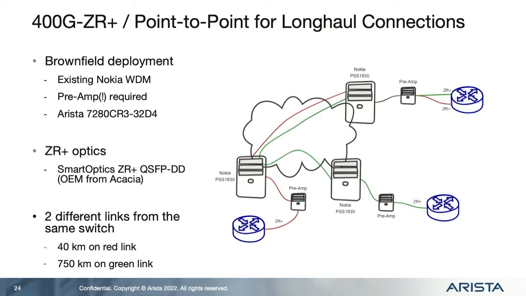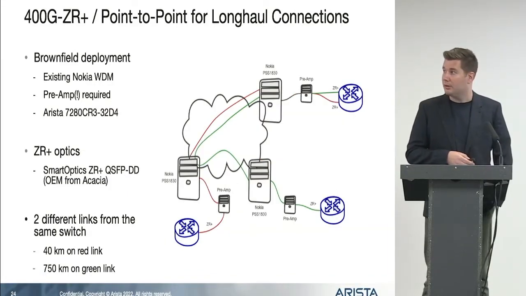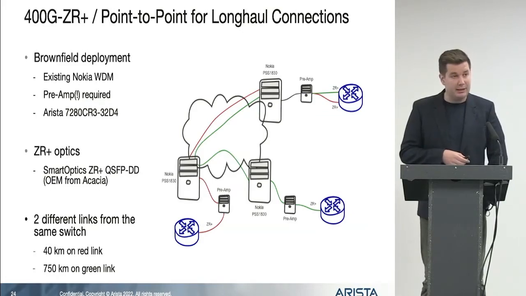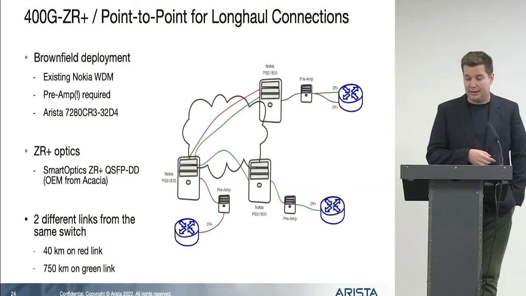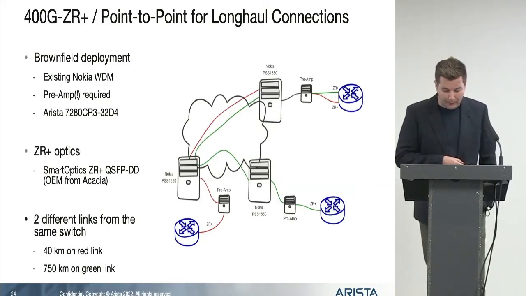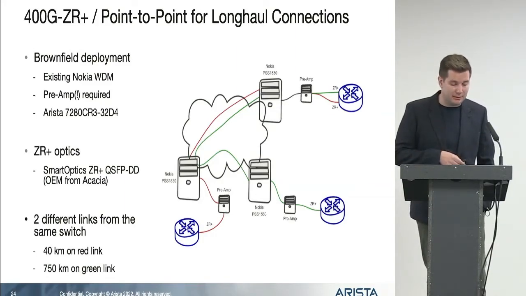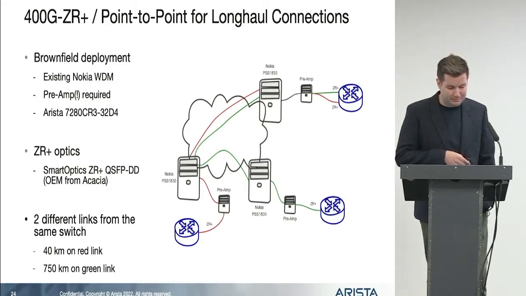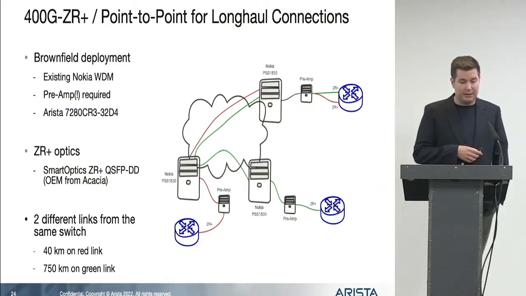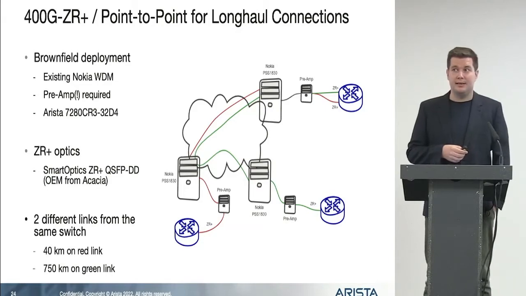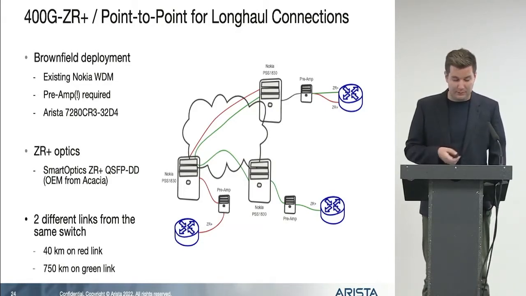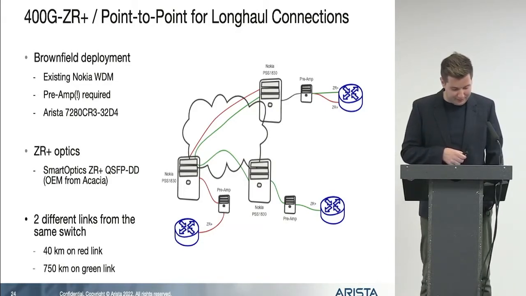So in our real world example, we did already have a line system. This was a brownfield deployment with, as it happened, Nokia WDM equipment. We do need a preamplifier for the line system to bring it up from that -10 dBm that I talked about. And as it happens, we were terminating these on Arista 7080 R3s. So we're using ZR optics, in this case a QSFP-DD, which is the smaller and hotter of the form factors.